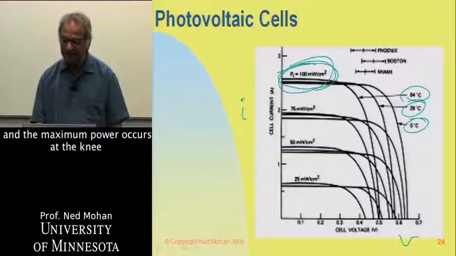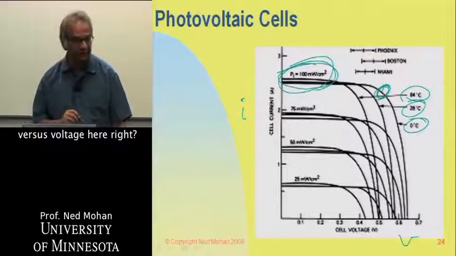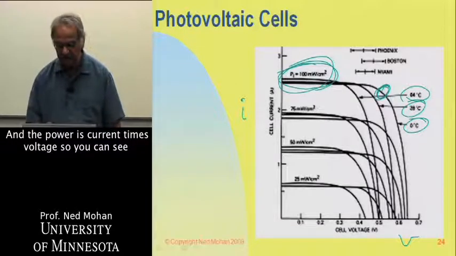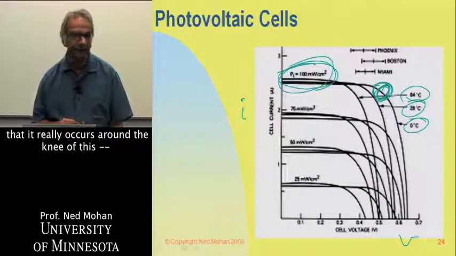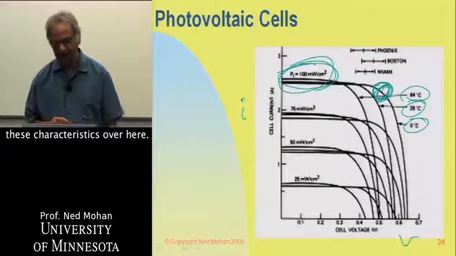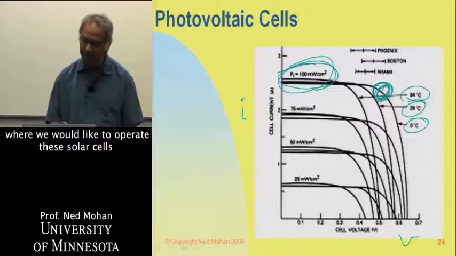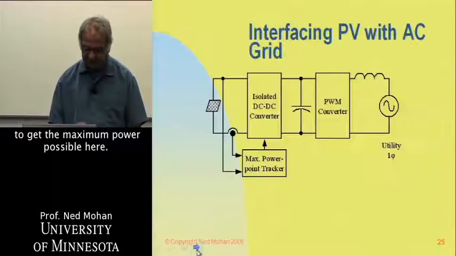And the maximum power occurs at the knee of these characteristics, because we are plotting current versus voltage here, right? And the power is current times voltage. So you can see that it really occurs around the knee of these characteristics. That's called the maximum power point, and that's where we would like to operate these solar cells to get the maximum power possible.